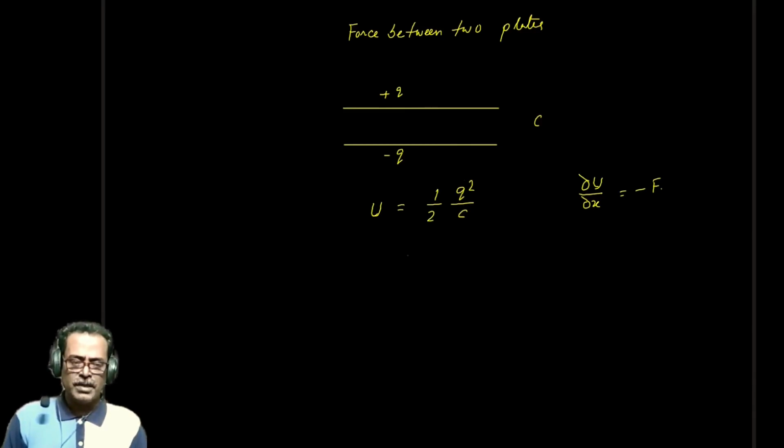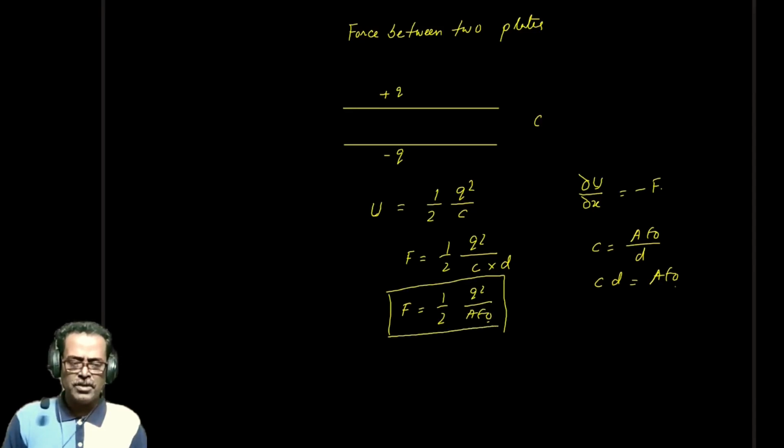So we can say that F is equal to half Q square by C into D, and C is equal to A epsilon 0 divided by D. So CD is equal to A epsilon 0. Therefore F is equal to 1 by 2 Q square by A epsilon 0. We can prove it in this way. We can also prove this in other way.